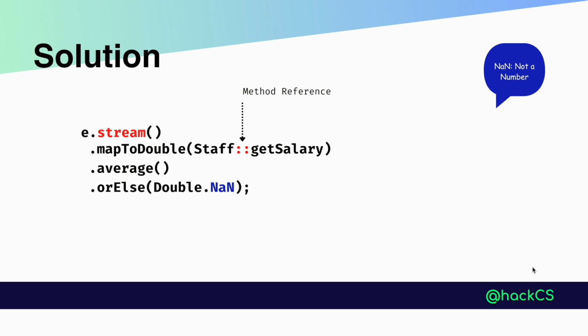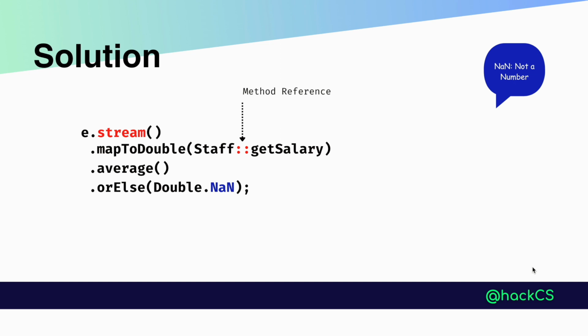I think that's all for the explanation of why we are using mapToDouble here, where Staff is our class and the double colon is a method reference, and we are getting getSalary. Dot average is an inbuilt method that we use to calculate the average of the salary. Now we are using orElse(Double.NaN). What is NaN? NaN is not a number. So the orElse method is used to return Double.NaN if the average cannot be calculated.